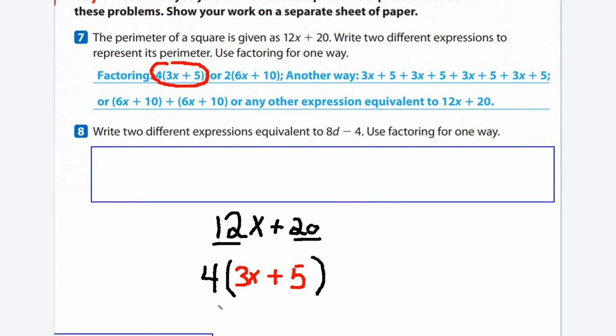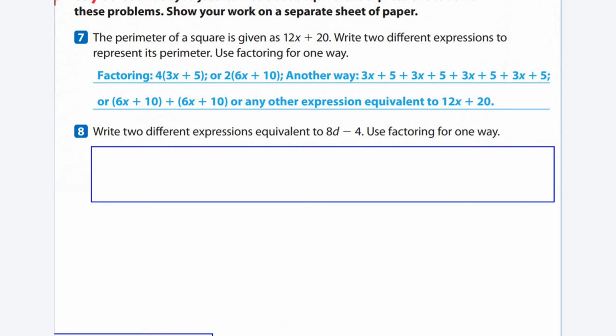And always double check your work. 4 times 3x is 12x. And then 4 times 5 will give me 20. So that's one way of factoring it. Okay? Think about the word factoring. And then the other ones, obviously, there's multiple ways of writing it, but they did 3x plus 3x, which is 6x plus 3x, 9x plus 3x is 12x. Plus 5 plus 5 plus 5 plus 5. All I'm doing is adding like terms.